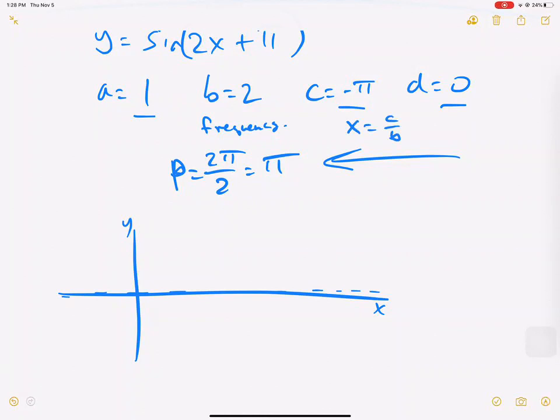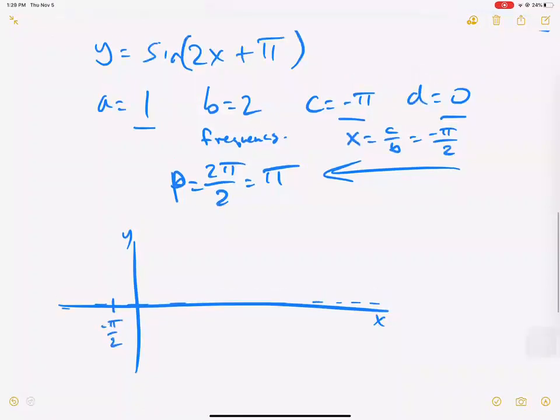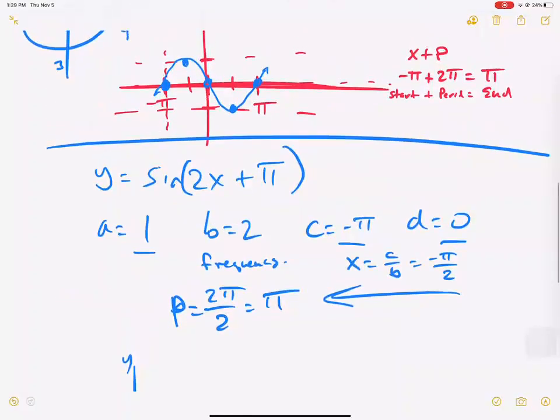My C value is negative pi. My B value is 2. I'm starting at negative pi over 2 now. Negative pi over 2. But didn't we start before at negative pi? Now here's the reason why.